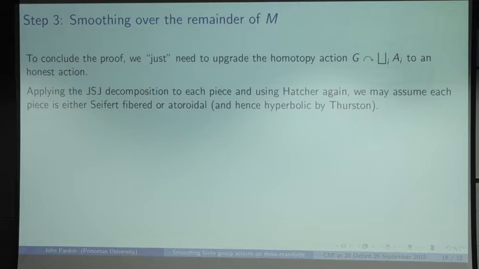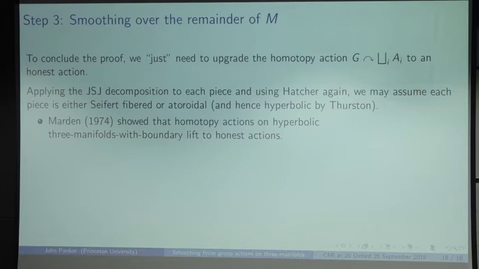Okay, so each of these three manifolds, A_i, has a decomposition by tori, so we further cut along tori. Then each piece is either Seifert fibered or atoroidal, and in the latter case Thurston gives you a hyperbolic structure. So if you have an action up to homotopy on a hyperbolic three manifold, you get an action by isometries. That's Mostow rigidity for closed hyperbolic three manifolds.